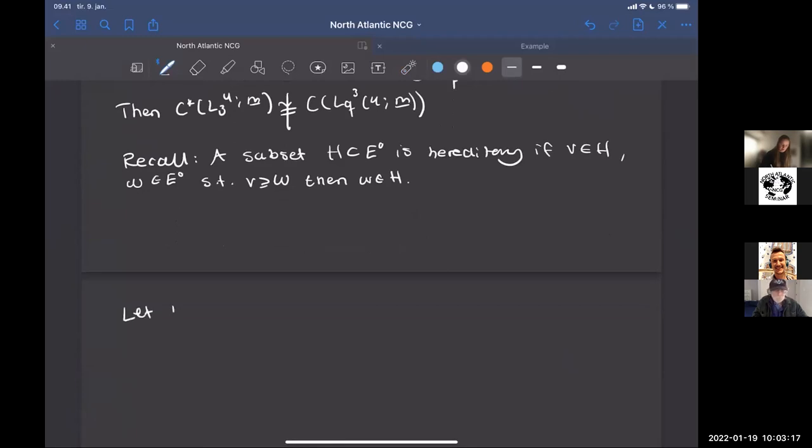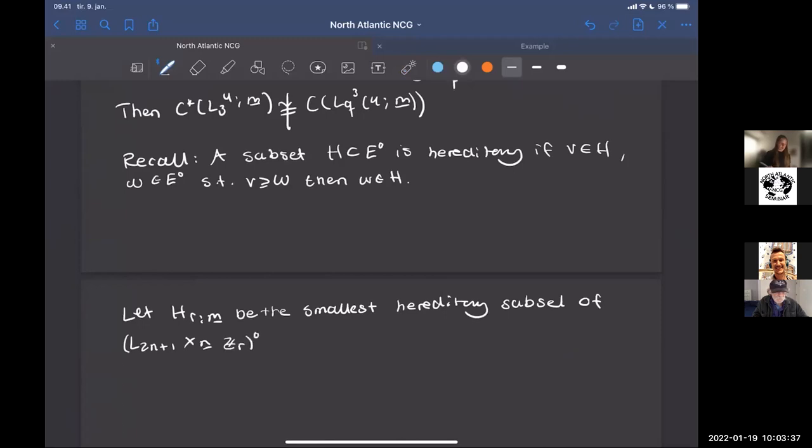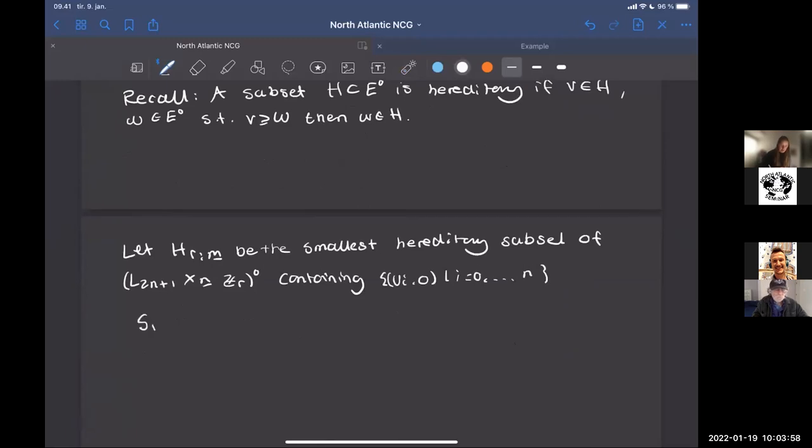Okay, so the next is just some notation to change this graph. Now we let H_{R,M} be the smallest hereditary subset of the vertices of this square product graph which contains these v_{i,0} for i equals 0 to n, because then we make sure that we always have a path from these v_{i,0} to the vertices. Then we let S_i be all the k inside 0 to the greatest common divisor of M_i, R minus 1, such that v_{i,k} lies in this H_{R,M}. So again, just some notation.